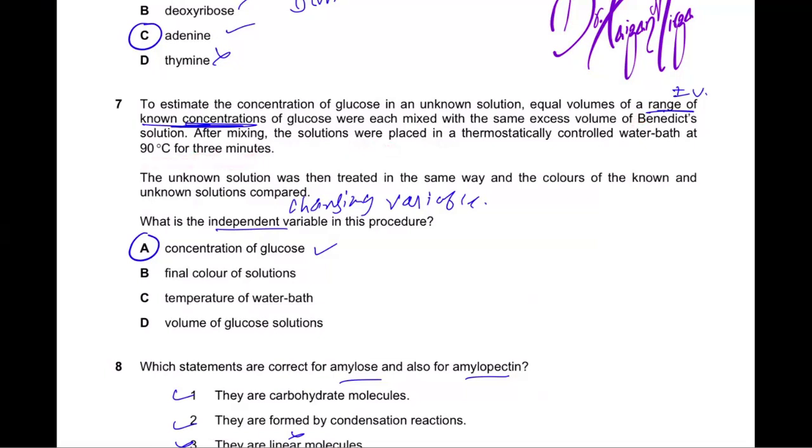The unknown solution was then treated in the same way and the colors of known and unknown were compared. What is the independent variable? What were you changing? You were changing the glucose concentration here. So concentration of glucose in this case will become our independent variable because independent variable is the one that we actually change ourselves during the course of an experiment.